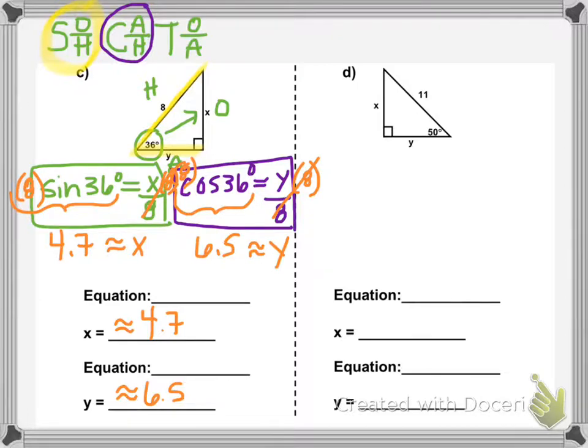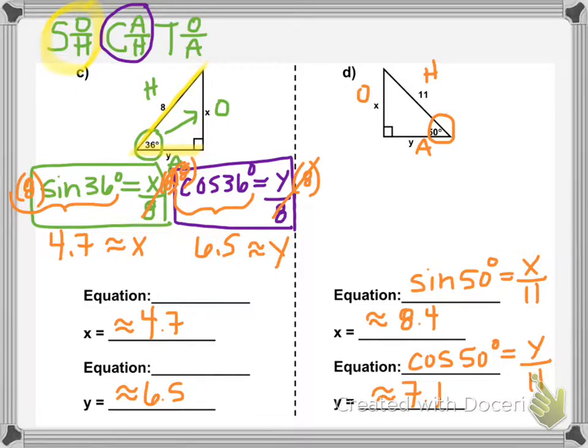If you want to pause the video and try to do D on your own just to see, then you can unpause and see how you did. All right, for the x, you should have gotten sine of 50 equals x over 11, and x is about 8.4. For the y, your equation should be cosine of 50 equals y over 11, and the y is about 7.1. So if you didn't quite get that or have any questions, go ahead and jot a note and you can ask me in class.